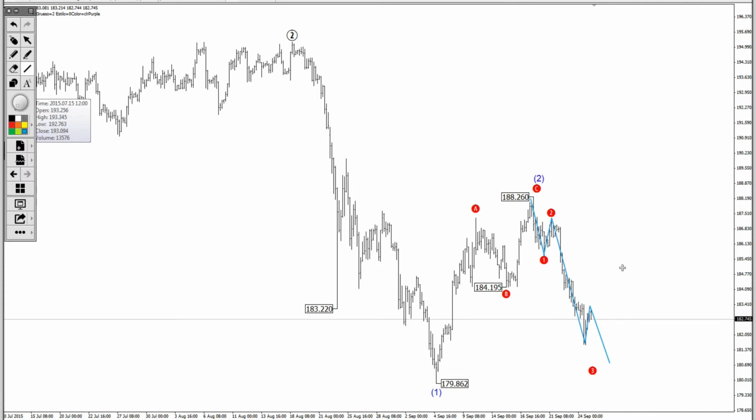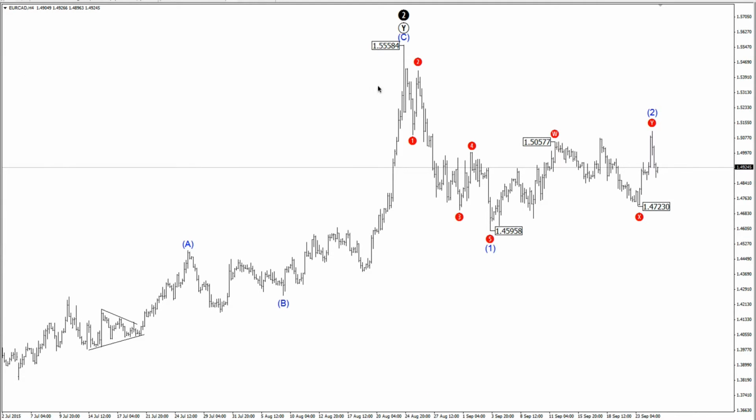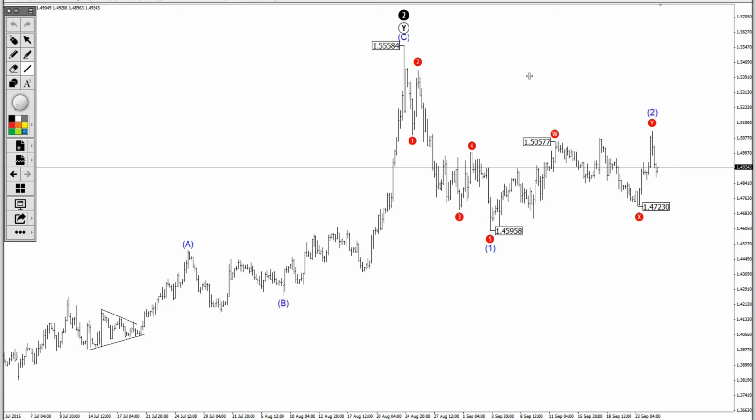Price now 182.745. So Pound Yen is also expected to go down, a continuation of this larger downtrend. Next is Euro Canadian dollar, and here we can also see a push higher, and in my labeling this is the minute wave 2 peak.